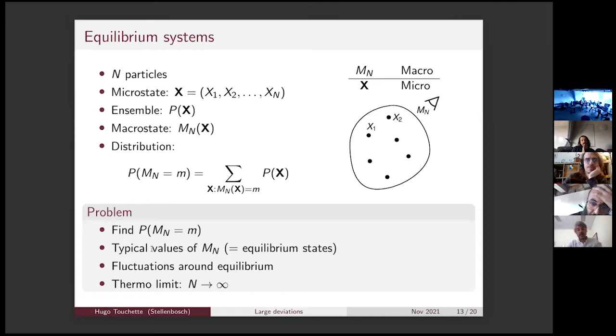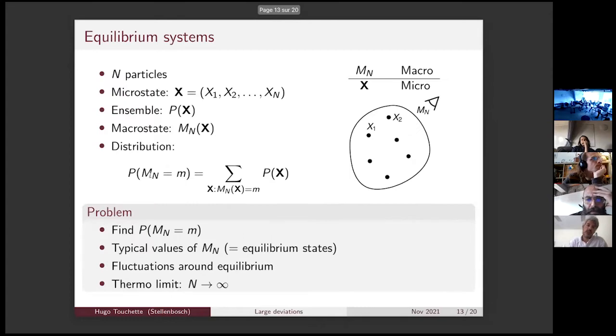These are the states that we see macroscopically with overwhelming probability. But there are fluctuations around the equilibrium states. They're exponentially suppressed, but they're still there. And so we can study those fluctuations with the rate function. And here, the large deviation limit is the thermodynamic limit. You look at very large systems, so the large parameter here is n.